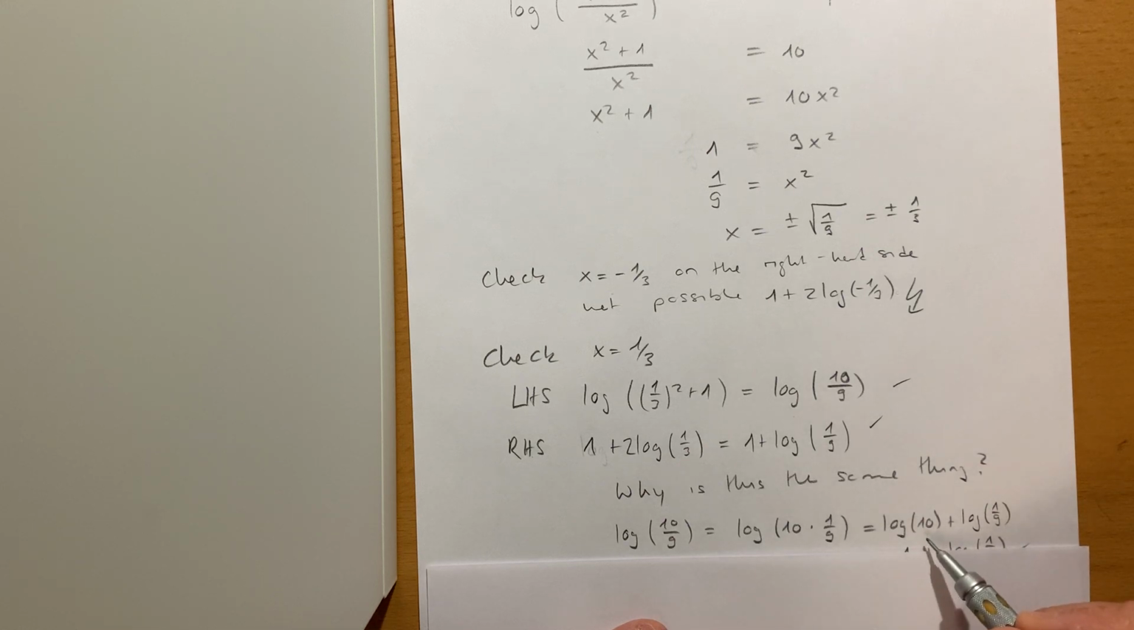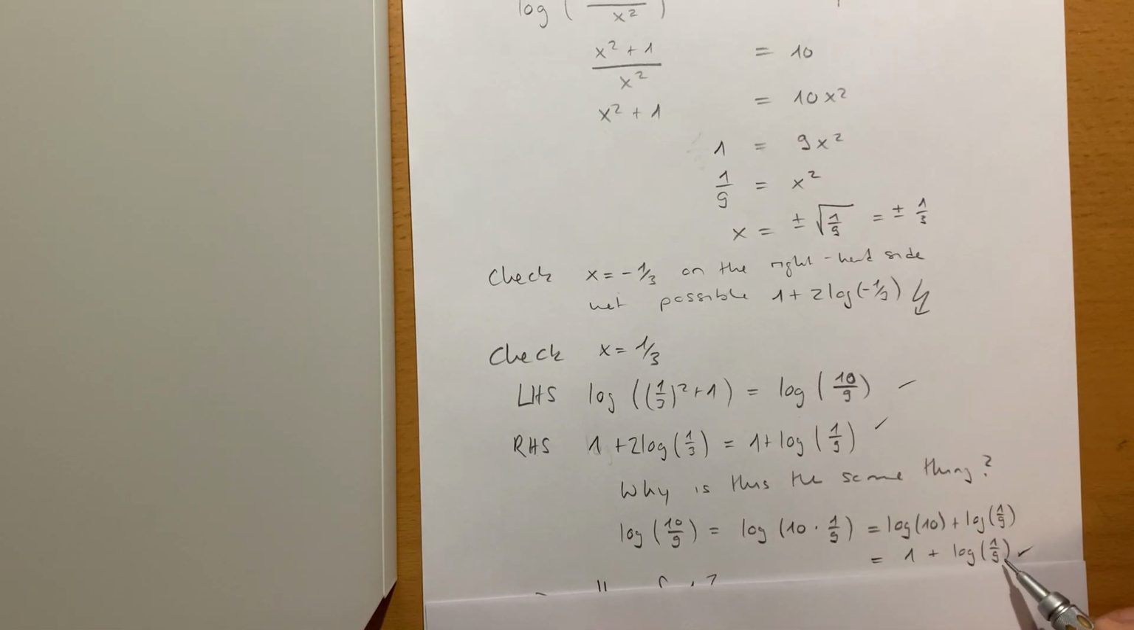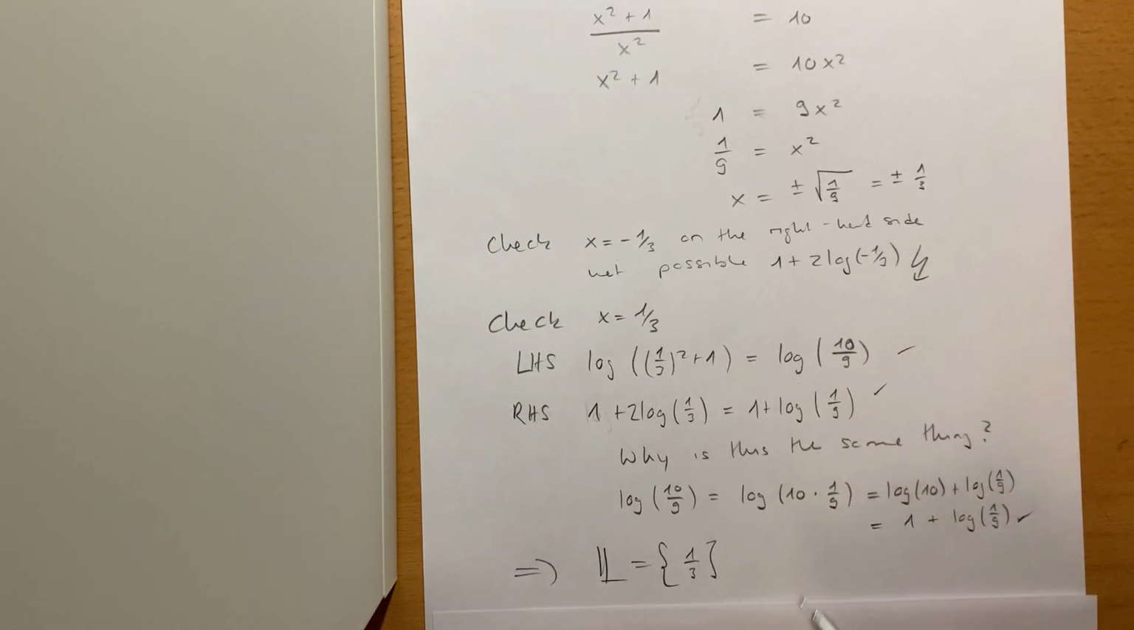Well, log of 10: 10 to the what is 10? Well, 10 to the 1 is 10, so that's 1. And this is log of 1/9. We're not even interested in its result, but we've shown that the left-hand side can be written like the right-hand side. So it is the same, which leads to the conclusion that the solution set is 1/3.